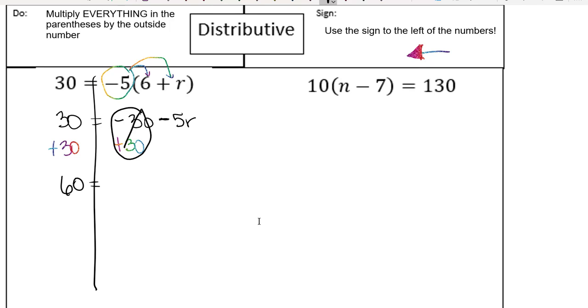Now look here. This is a -5r. You've got to bring both the negative and the 5 down with the r. If not, your answer is going to be incorrect because of the sign. -5 is multiplying r. So to eliminate that coefficient of -5, I'm going to divide by -5 on both sides. And simplify, 60 divided by -5 is -12. And -5r divided by -5 is 1r.